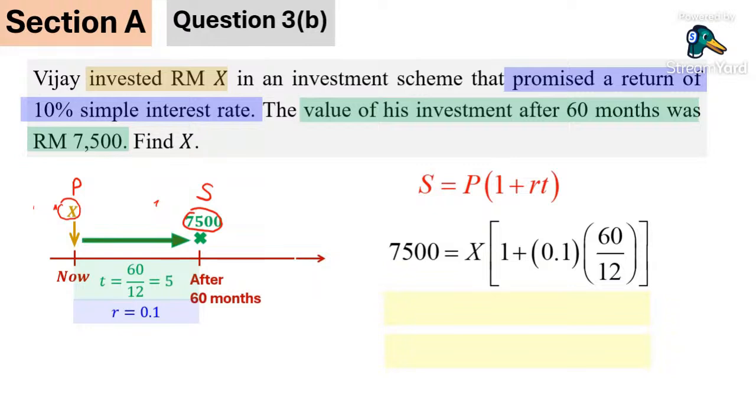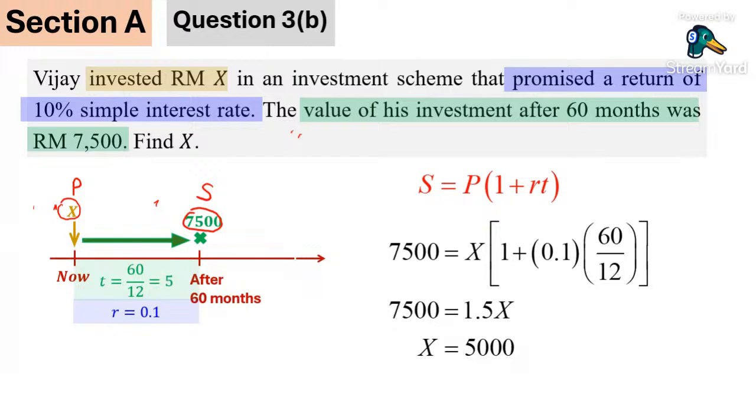Then we substitute accordingly. So we have 7,500 equals to X multiply with bracket 1 plus 0.1 for the simple interest rate. The time T here is 60 divided by 12, where we would like to always take the time given in the questions. We will always like to convert into years. 60 months is actually equal to 60 divided by 12, and as a result, is equal to 5 years. So simplify our answer, we will see 7,500 equals to 1.5x, and finally, x is equal to 5,000.